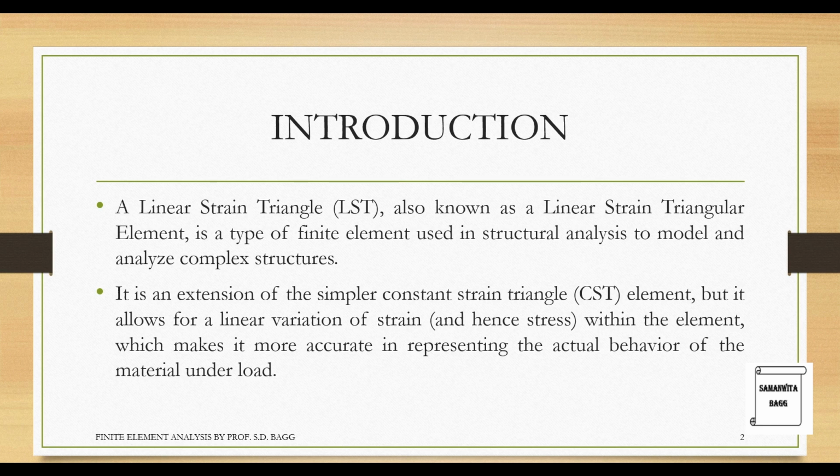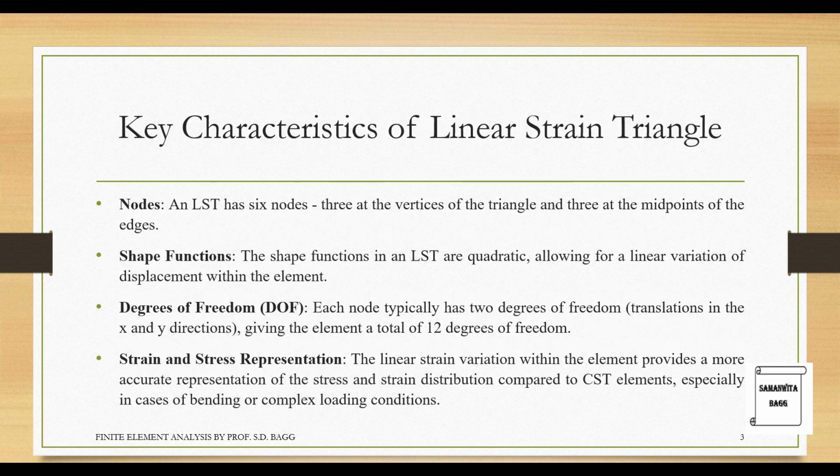the material under load. Key characteristics of the linear strain triangle: nodes. An LST has 6 nodes, 3 at the vertices of the triangle and 3 at the midpoints of the edges. So if this is a triangle that we are talking about, then this is node 1, this is say node 2, and this is node 3. These are the 3 nodes at the vertices of the triangle, and there will be 3 more at the midpoint of these edges. So for edge 1, 2, here is say node 4, between 2, 3 is node 5, and between 1, 3 is node 6. So there are 6 nodes in an LST.